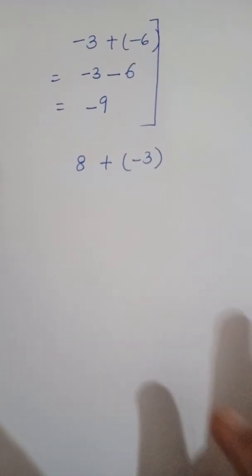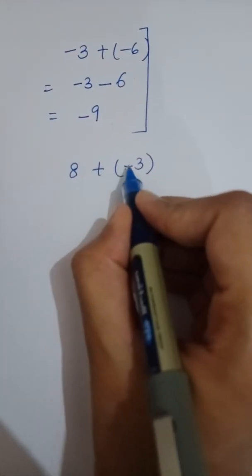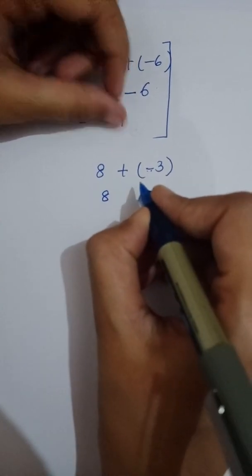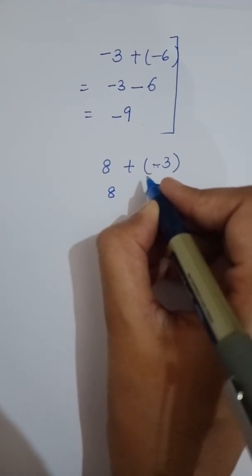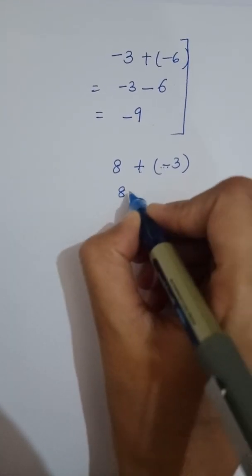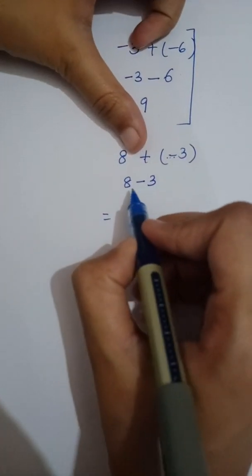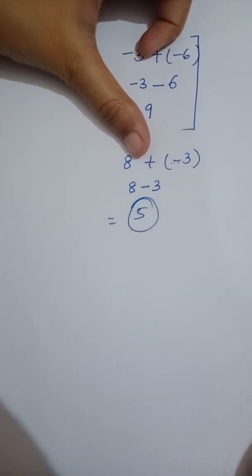How you are going to add it? Again, 2 signs are together. When 2 signs are different, you are going to subtract. You are going to find the difference. What is plus minus? Minus. So I am going to place this. And now you have to tell what is 8 minus 3, 5. So this is the answer.